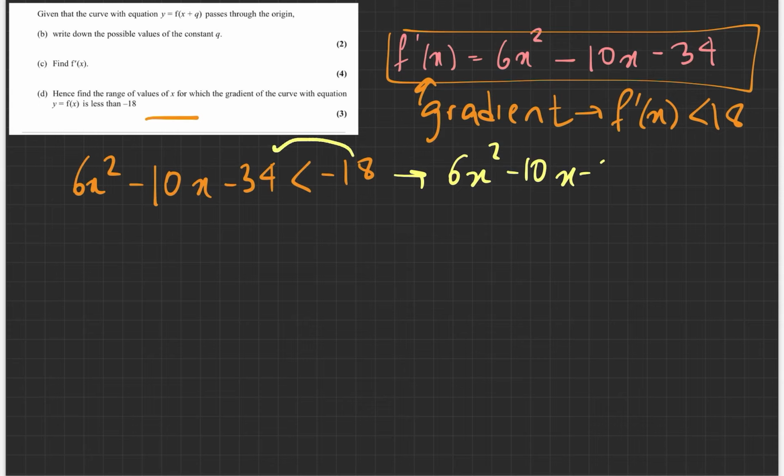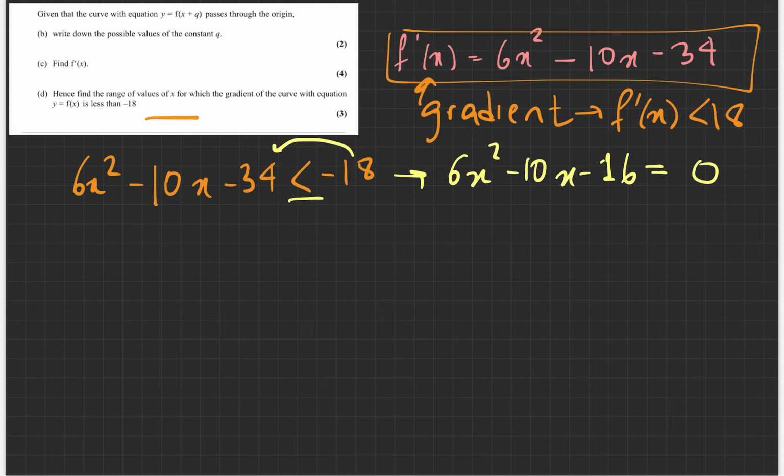So I'm going to move this 18 here. So it's going to become minus 34 plus 18, right? Which is basically going to become minus 16. Okay, and I'm going to replace the less than with 0. So now we are just going to solve this normal quadratic equation as we normally do.